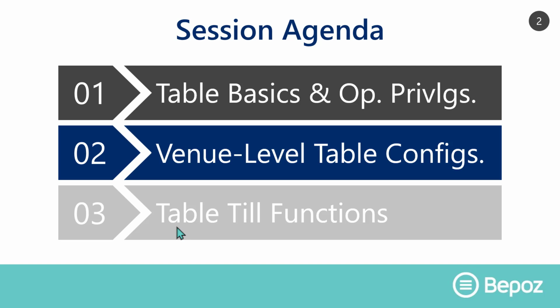Then we'll discuss the operator privileges that are related to tables and table service and what they control, and why some operators would be set up one way and another operator set up a different way depending on their role in the business. We'll then look at the Tables tab in Venue Maintenance, where we can set up table groups and their settings. On that tab, we'll also discuss table courses, and then we will finish up with a look at some table till functions as well as a quick look at graphical table maps.